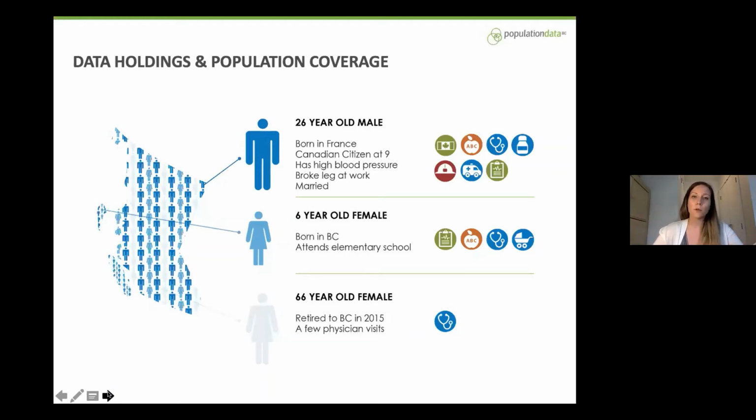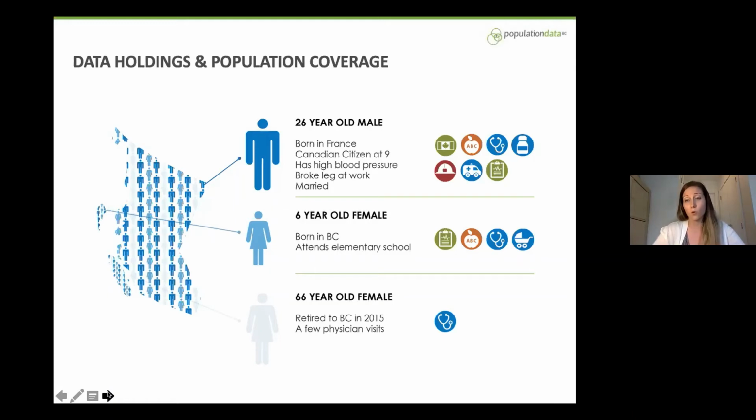So for example, a 26-year-old male who was born in France and became a Canadian citizen at 9 would be in the immigration and citizenship data. And they have high blood pressure, so they might have been going to the doctor on a regular basis, so they would have had physician records. Maybe they went to the hospital for that as well, so they might have hospital data. And unfortunately, they also broke their leg at work, so they would have had to go to the hospital for that, so they would be in the hospital record.